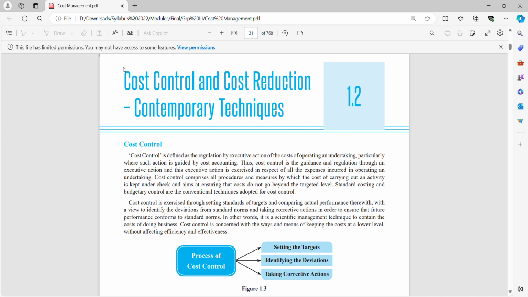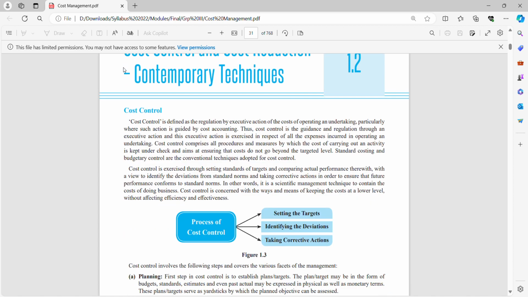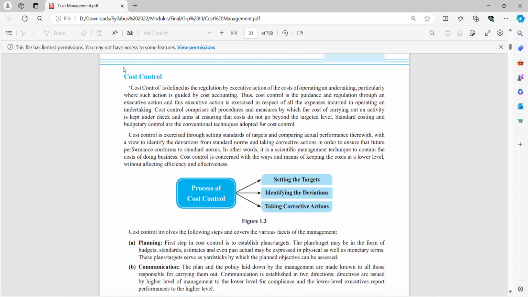Cost control is concerned with the ways and means of keeping the cost at a lower level without affecting efficiency and effectiveness. So cost control is nothing but setting up of standards, identifying the deviations between standards and actuals, and taking corrective actions to meet the gap between standards and actuals. So this was related to cost control. 2 to 3 points you can prepare from cost control.